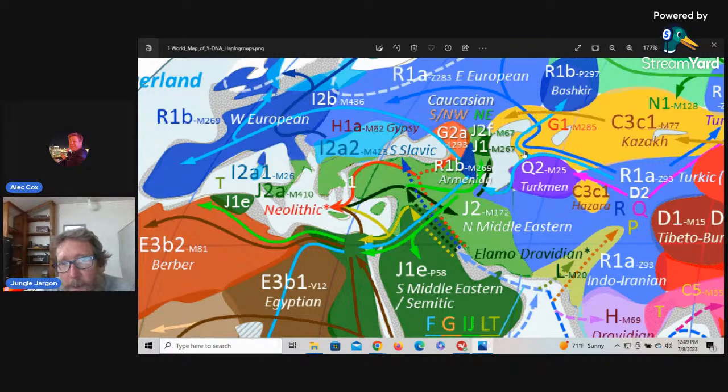For example, Q is right here. Q, I believe, is the Medes. Of course, the Medes were right here. The Medes and the Persians over here. The Medes were over here.